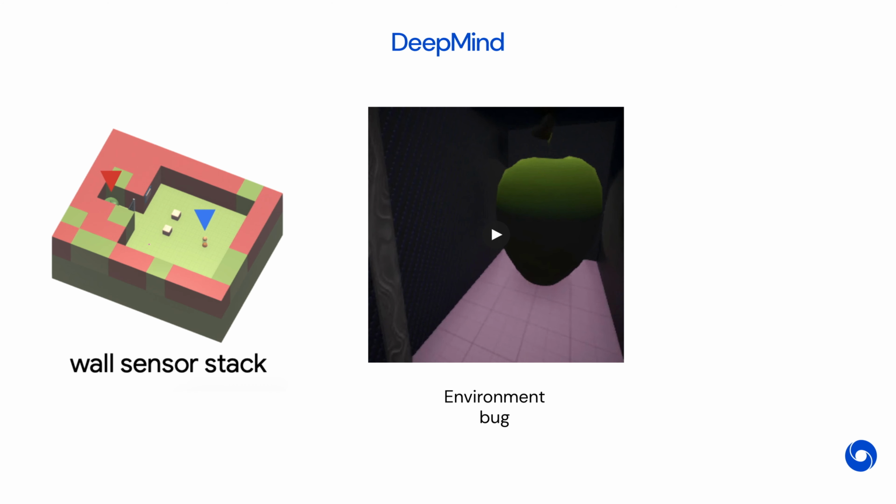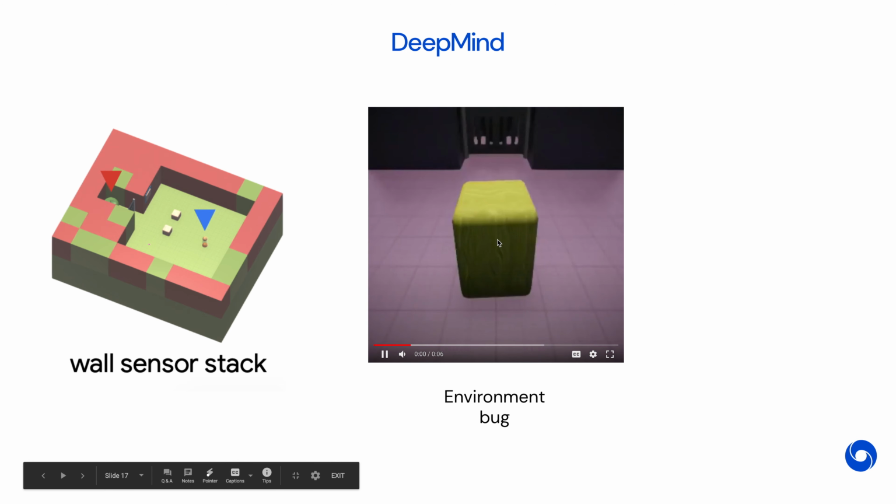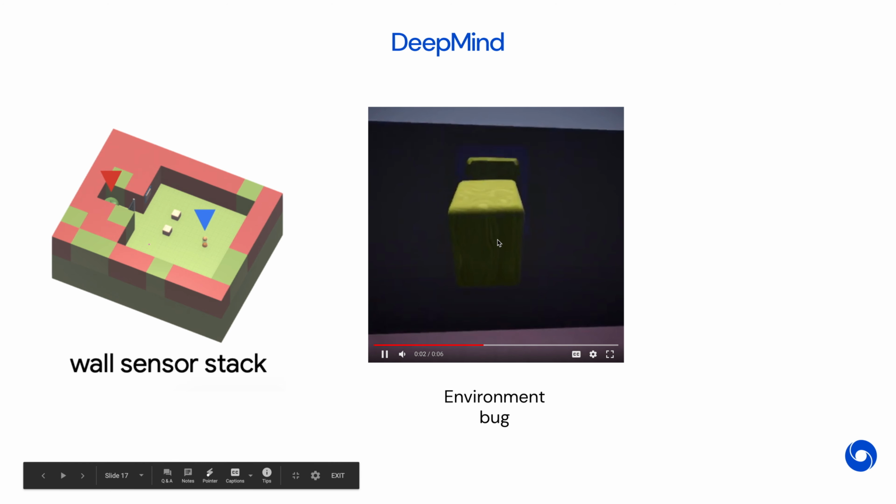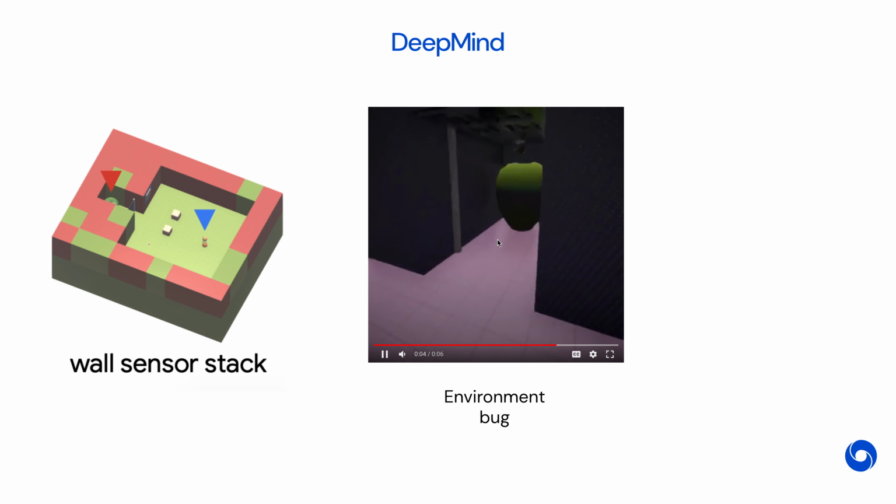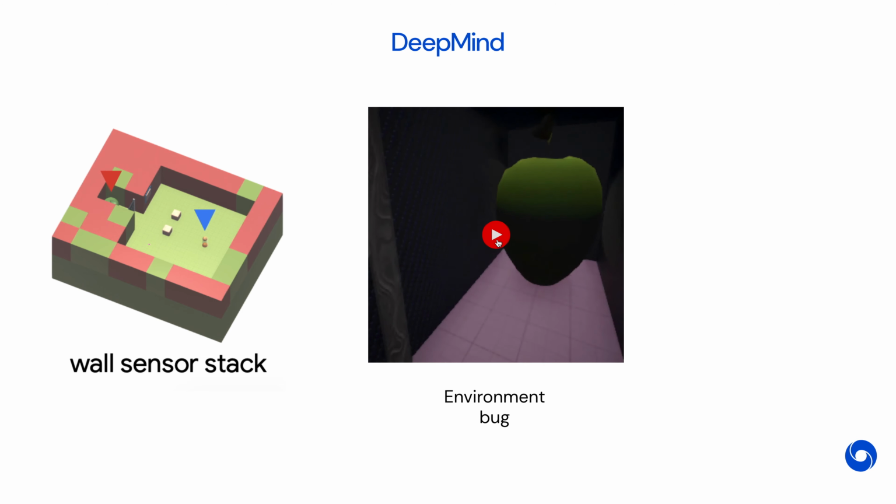In wall sensor stack, the demonstrators always stacked one block on top of the other in order to activate the sensor, open the door, and collect the apple. In contrast, the agent learning from these demonstrations found a bug in the environment which causes the sensor to stick, and the agent was able to exploit it to solve the task without stacking. Note none of the baseline agents were able to find this strategy.